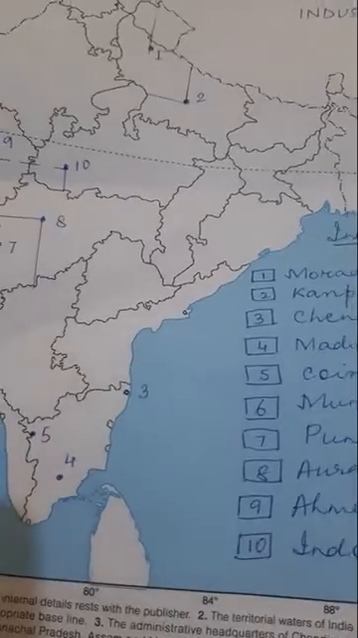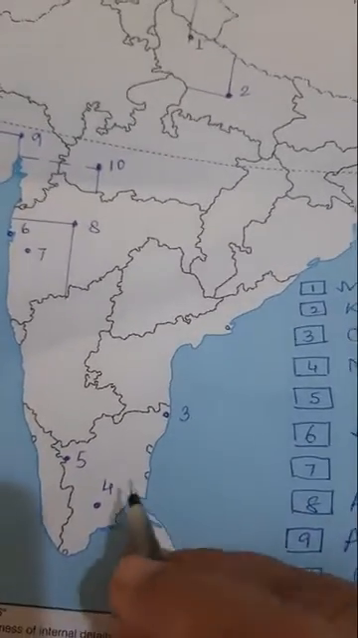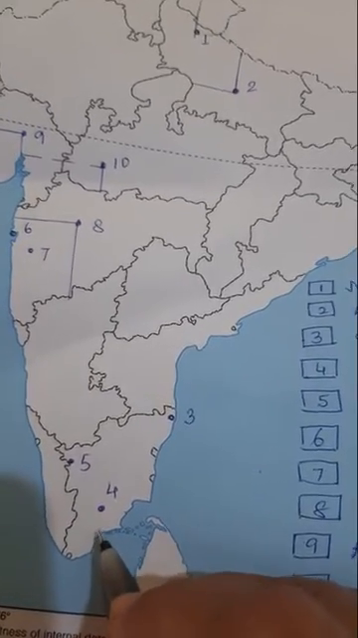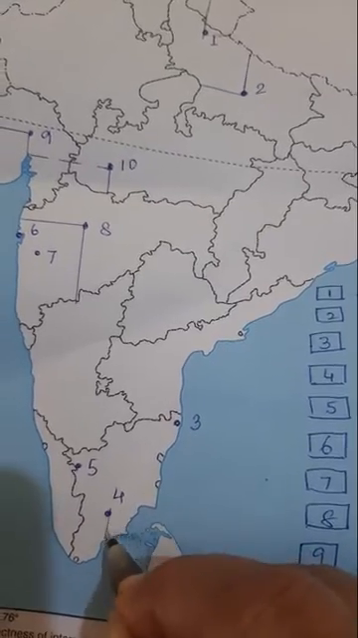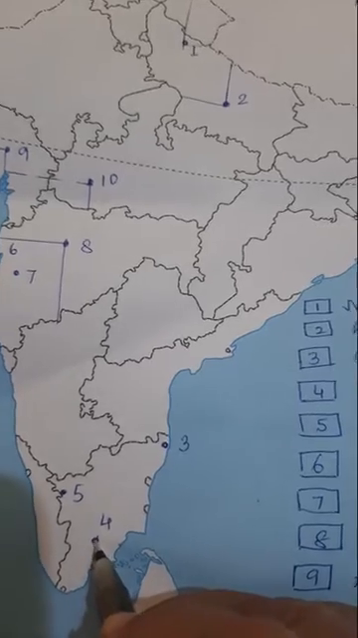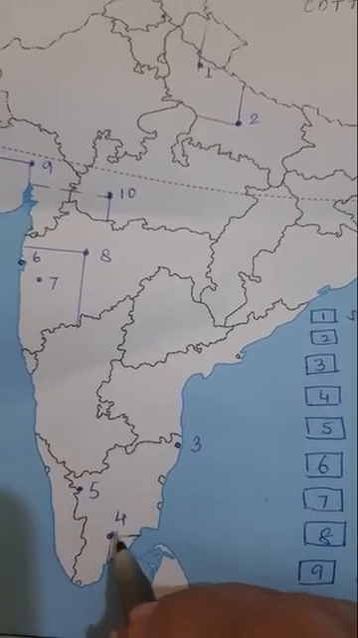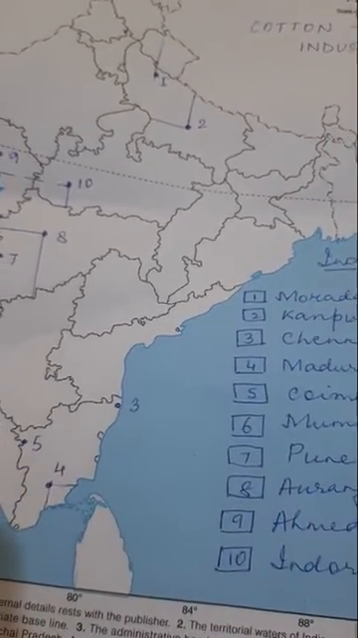Number 4 is Madurai. Now, for locating Madurai, you can take this point, that is, it is located a little bit above this bend, and midway from this bend. Just a little bit above midway from this bend, we have this location, that is Madurai.